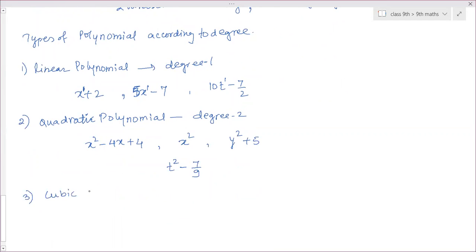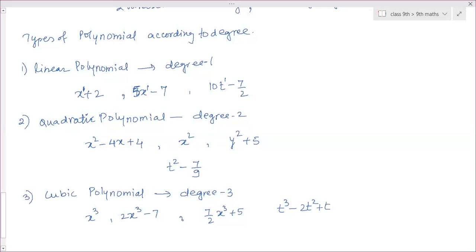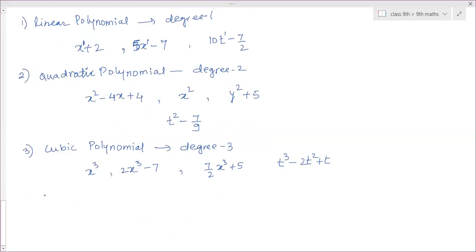The third one is cubic polynomial. Cubic polynomial, that is degree 3: x cube, 2x cube minus 7, 7 by 2 x cube plus 5, t to the power 3 minus 2t square plus t. So in all of these the maximum exponent is 3. Therefore these are cubic polynomials. More than 3 is called biquadratic.